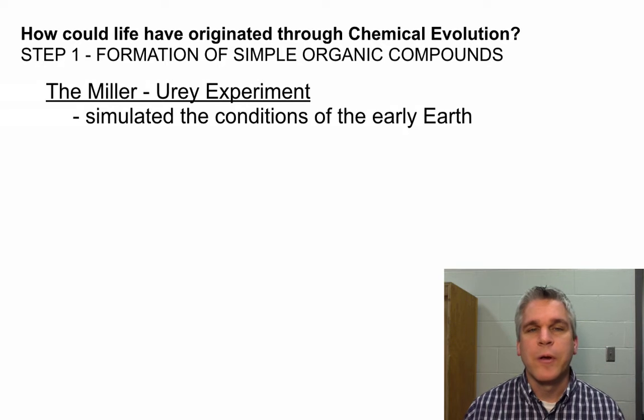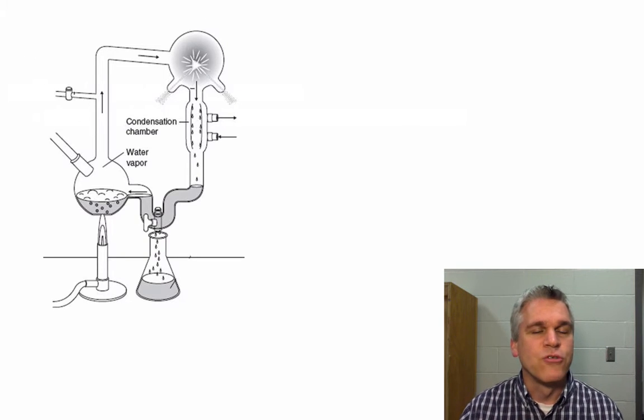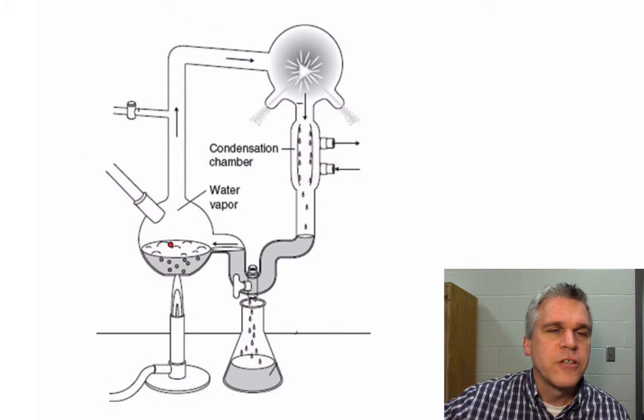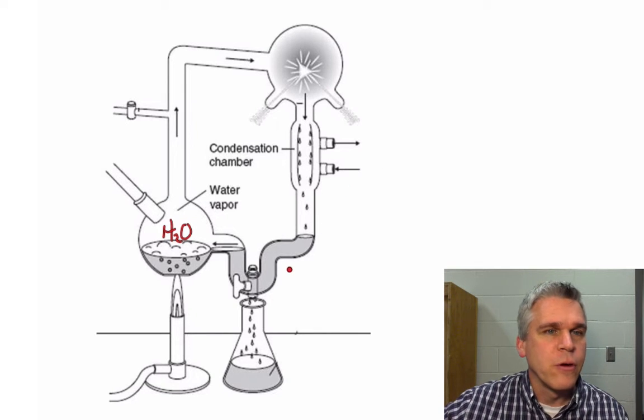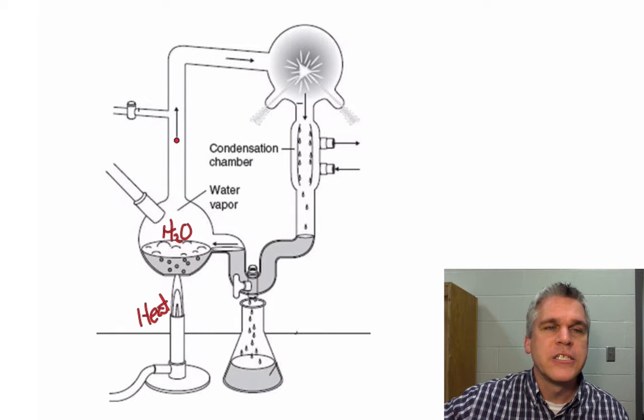So they set up an experiment where they simulated the conditions of the early Earth. This is a drawing of what it looked like. So a few things to note here. They started with water, and that was just fresh water. Remember, the oceans were fresh water. They added some heat to that water, which created steam.